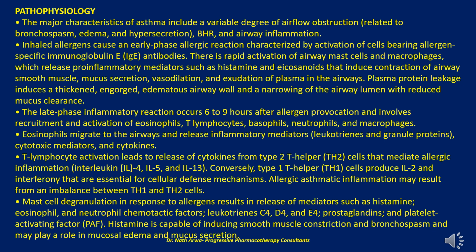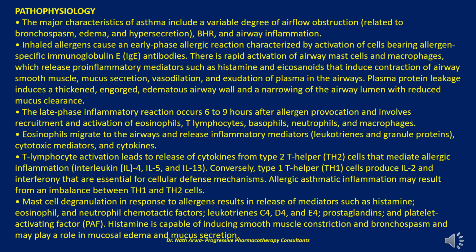5. T lymphocyte activation leads to release of cytokines from type 2 T helper, abbreviated as Th2, cells that mediate allergic inflammation: interleukin, IL-4, IL-5, and IL-13. Conversely, type 1 T helper, abbreviated as Th1, cells produce IL-2 and interferon gamma that are essential for cellular defense mechanisms. Allergic asthmatic inflammation may result from an imbalance between Th1 and Th2 cells.